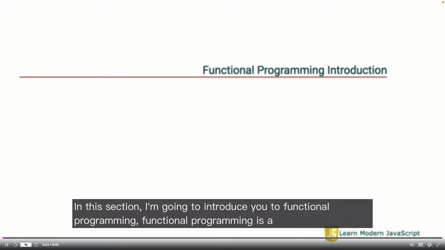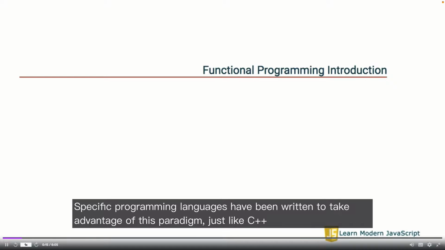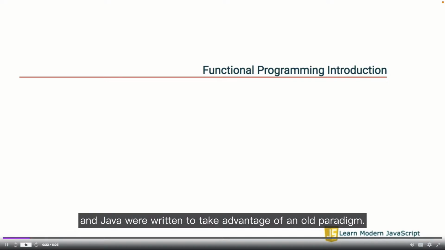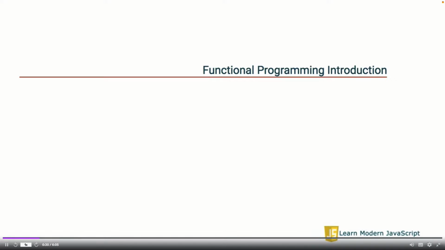In this section, I'm going to introduce you to functional programming. Functional programming is a programming paradigm or a way to approach programming problems. Specific programming languages have been written to take advantage of this paradigm. Just like C++ and Java were written to take advantage of an OOP paradigm, other languages like Haskell were written to take advantage of a functional programming paradigm.